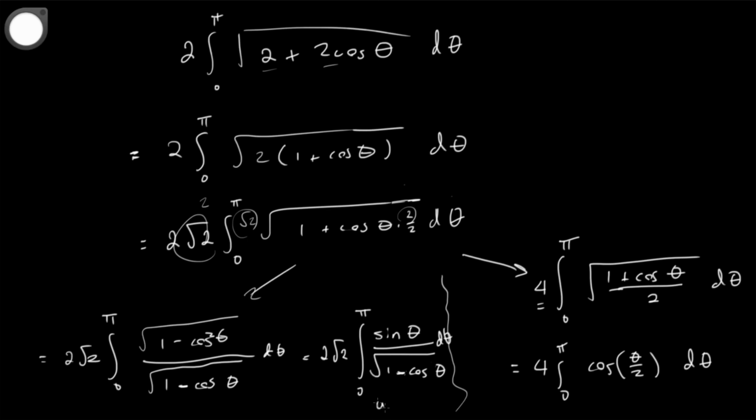If you're going to do u sub, I would probably call u cosine theta. That way du is negative sine theta d theta. Then the numerator becomes just a du, you've got a 1 in the numerator, and you're going to have 1 minus u, so 1 over the square root of 1 minus u. Not too bad. But this one's better. I'm going to take this one to the next page. We got 4, 0 to pi of cosine of theta divided by 2 d theta.